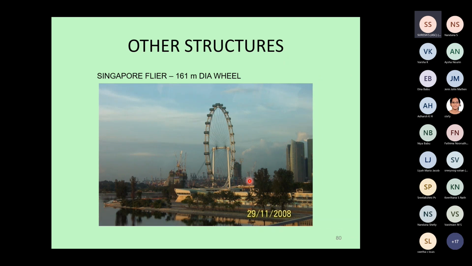Now coming to the different type of structures, all of you might be familiar with flyers. This is the photograph of the Singapore flyer. You can see it is like a large cycle wheel with spikes in between. All of them are tension members, just like your bicycle.